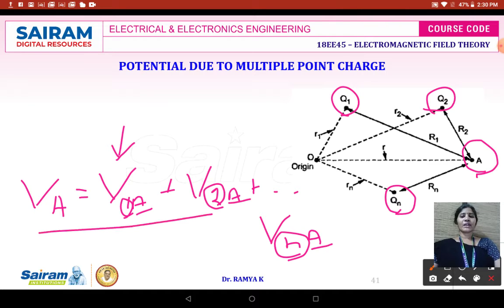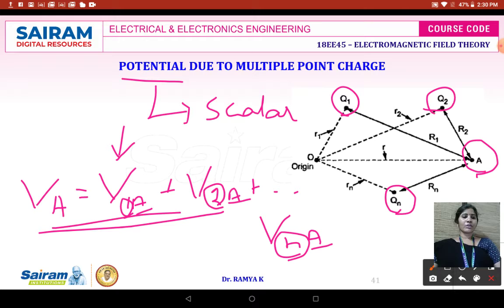Why are we doing a direct summation? Because potential is the one which is going to give only a scalar quantity. It is not going to give a vector quantity. So directly we can make the sum of all the potentials to identify the potential at point A.